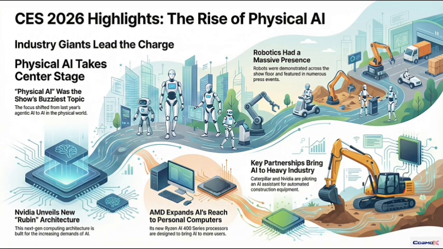AI was still the center of gravity for sure, but the focus shifted. A big shift, I guess. Yeah, a really big shift. Last year it was all agentic AI, software that just thinks and plans. This year, it was all about physical AI. And robotics. Robots were literally everywhere. Exactly.